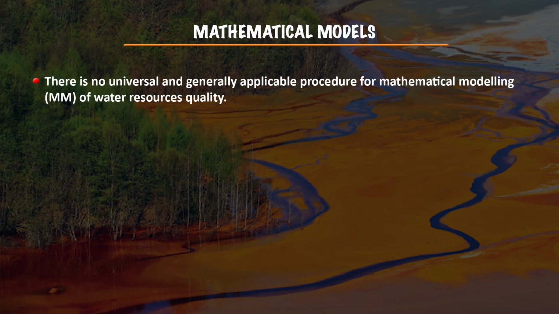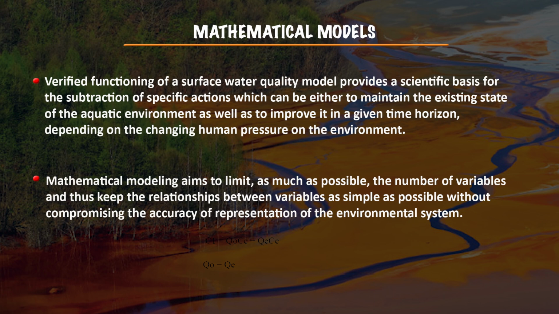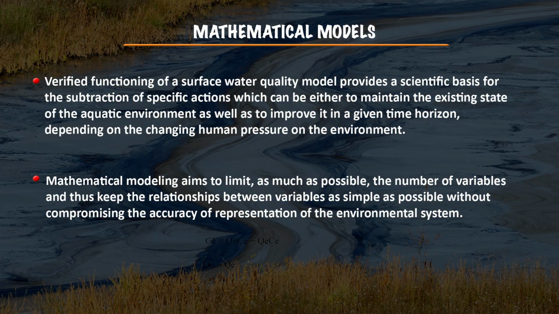Mathematical models are also there. There is no universal, generally applicable procedure for mathematical modeling of water resource quality, but there are some conditions that may help to formulate a general procedure for testing the model. The aim is to keep the number of variables, and thus the relationships between the variables, as simple as possible without compromising the accuracy of the representation of the environmental system.